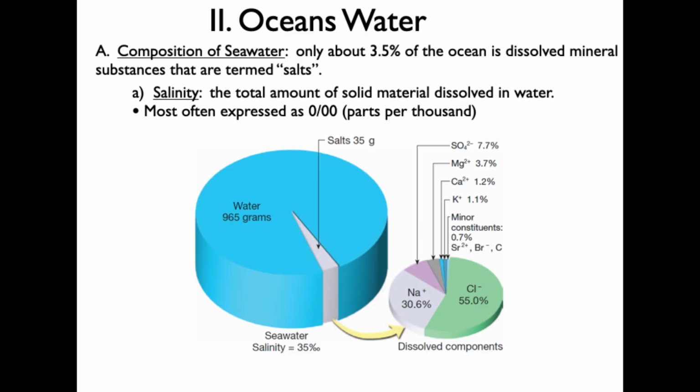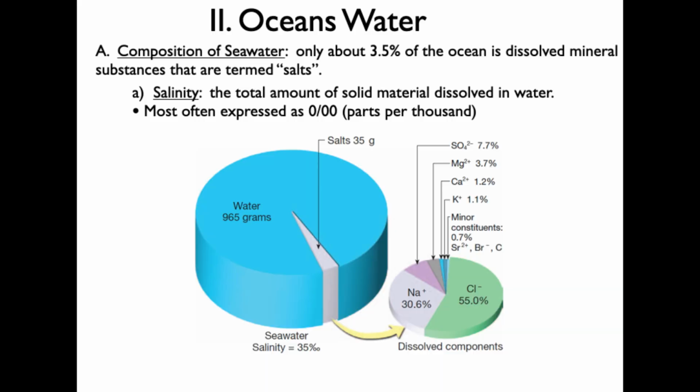And the ocean really doesn't have that many of these dissolved minerals. It's around 3.5% dissolved minerals. And most of those dissolved minerals are sodium and chlorine, which are just table salt. It's the stuff that we put on our french fries, but there are many other dissolved elements in the ocean, and we call all of them collectively salts.